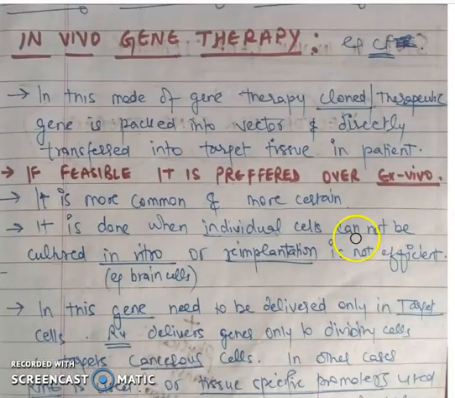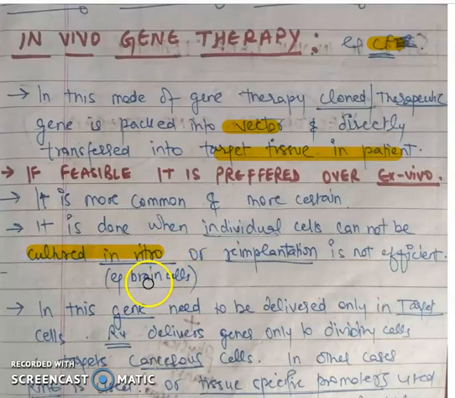The next approach is in vivo gene therapy. For example, cystic fibrosis, it is targeting. In this in vivo gene therapy, the cloned therapeutic gene is packaged into the vector, and this assembly is directly transferred into the target tissue in the patient through a syringe, or directly injected into the patient's body. If possible, in vivo gene therapy is given preference over in vitro gene therapy. And it is done when we do not have the in vitro culture facility for the target cell.